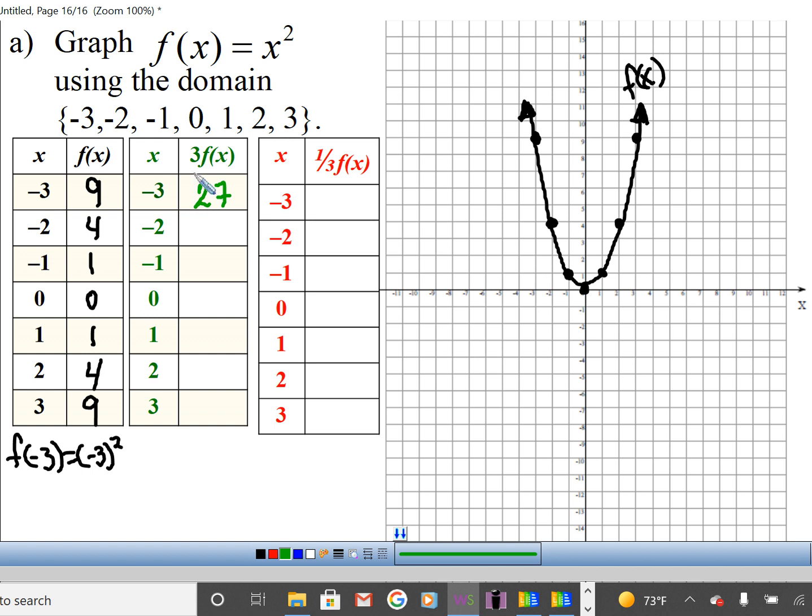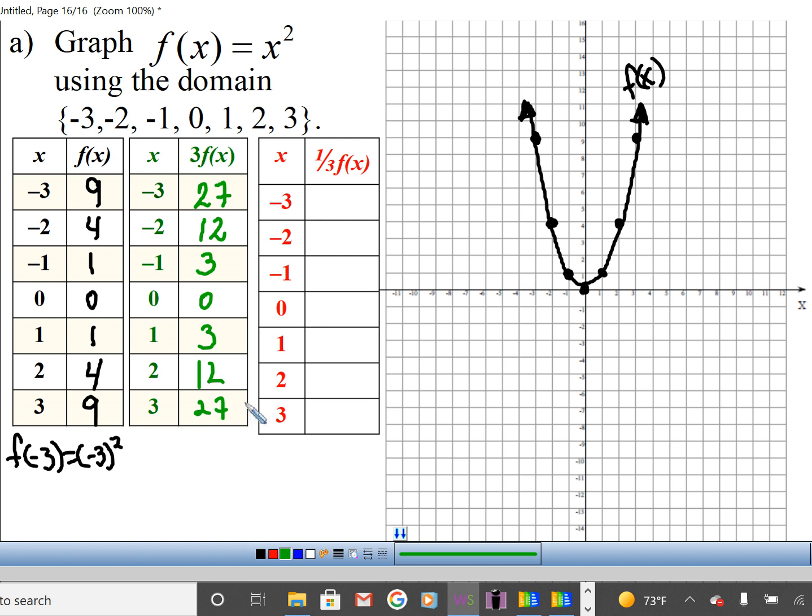Which means the next f of x value is what? 4 times 3 is 12. The next f of x is 1 times 3 is 3. 0 times 3 is 0. 1 times 3 is 3. And then it repeats, yes? All right, let's graph that.